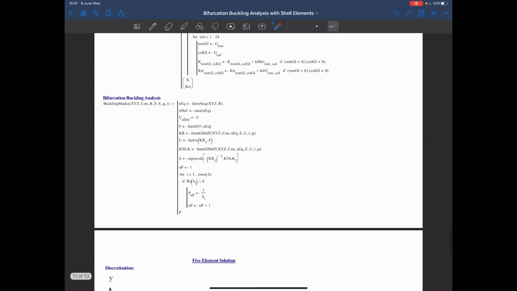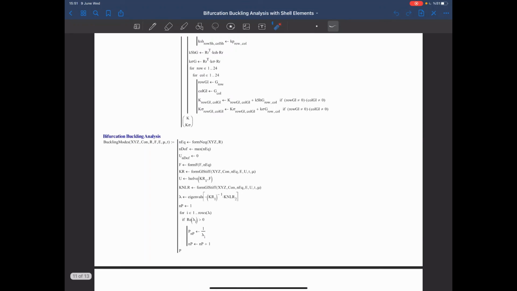Again, the bifurcation buckling analysis is the same. First, you perform a static analysis. Okay, so I perform a static linear analysis, equation number, force vector, form the global stiffness, and use the first one, this K, to obtain the displacement. Call that algorithm one more time. Now we have the displacement, non-zero displacements, and the second row of that output is the geometric stiffness matrix.